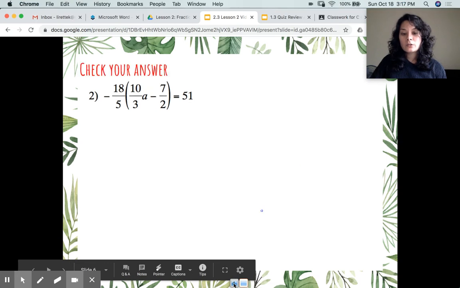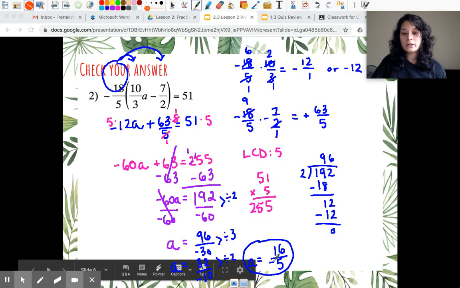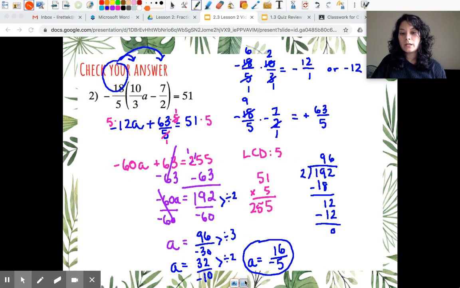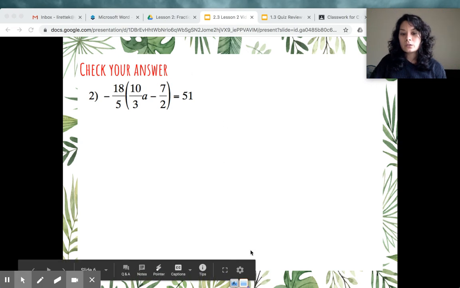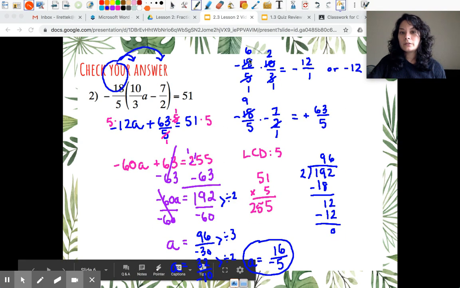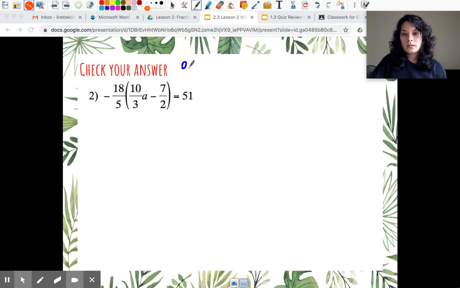Let's go ahead and check that answer. So our answer was negative 16 over 5. Let me go ahead and erase my board. A equaled negative 16 over 5, and I'm going to do it the exact same way.